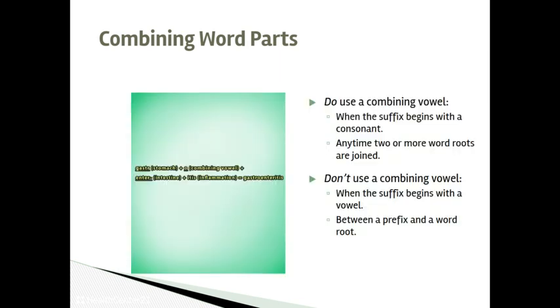When you combine word parts, there are a couple different rules. When do you put that O in there? When the suffix begins with a consonant. You wouldn't put it in between enter and itis, because the itis starts with a vowel, and so it flows well. A lot of your suffixes already start with a vowel to make it very easy to join the word together. And anytime you have two or more root words in a medical term, so two or more body parts, then you're going to put that O in there.